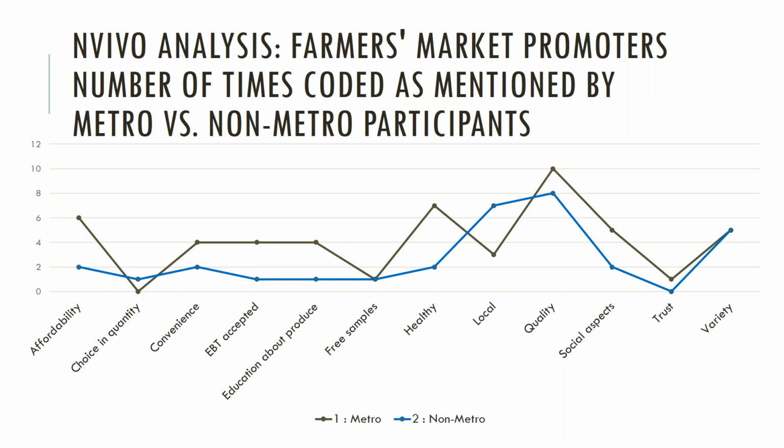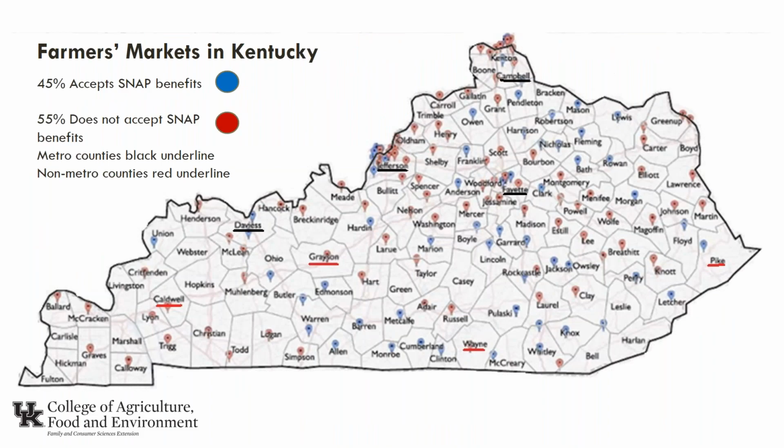But metropolitan participants mentioned the health more often than the non-metro folks did. Non-metro participants were more interested in food being locally sourced. And notice that metro participants were more likely to mention farmers markets being affordable and EBT being accepted. And that could be because of this.